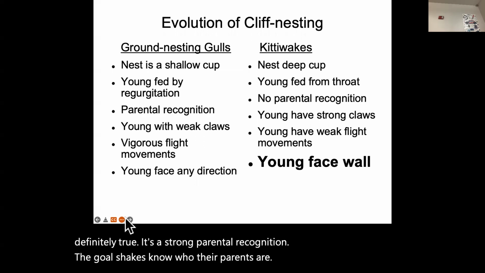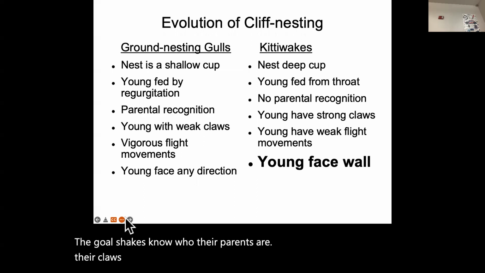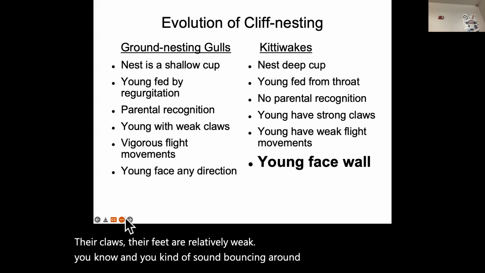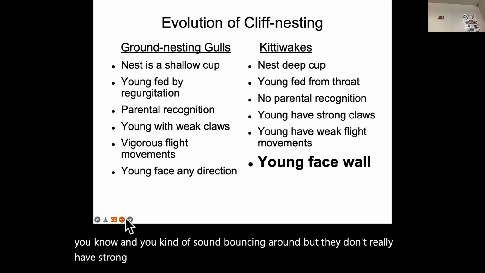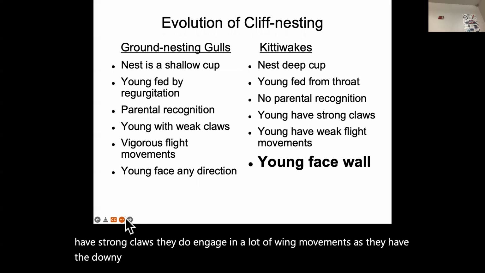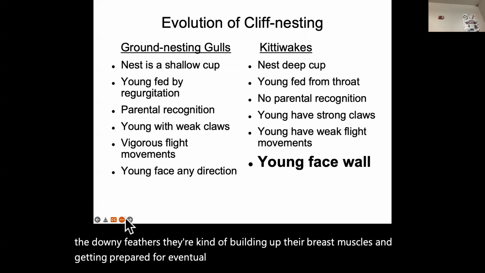Their claws, their feet are relatively weak. You kind of saw them bouncing around, but they don't really have strong claws. They do engage in a lot of wing movements as they have the downy feathers. They're building up their breast muscles and getting prepared for eventual flight. And they face in any direction. They just sort of circle around no matter what.